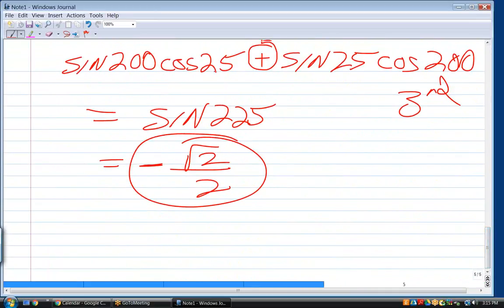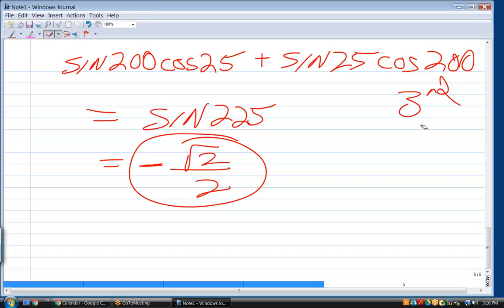In other words, this expression, sine of 200 cosine 25 plus sine of 25 cosine of 200, is equal to negative root 2 over 2. Just working backwards instead of forwards. It would be hard to work forwards because we don't know what the sine of 200 is, nor do we know what the cosine of 25 is. Those are not one of the common angles.